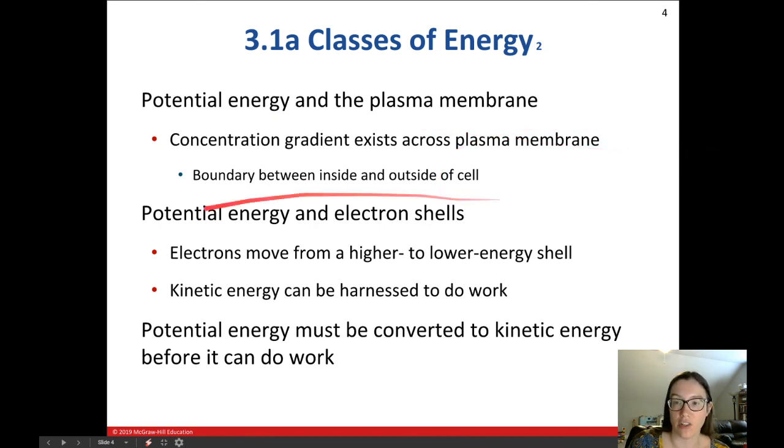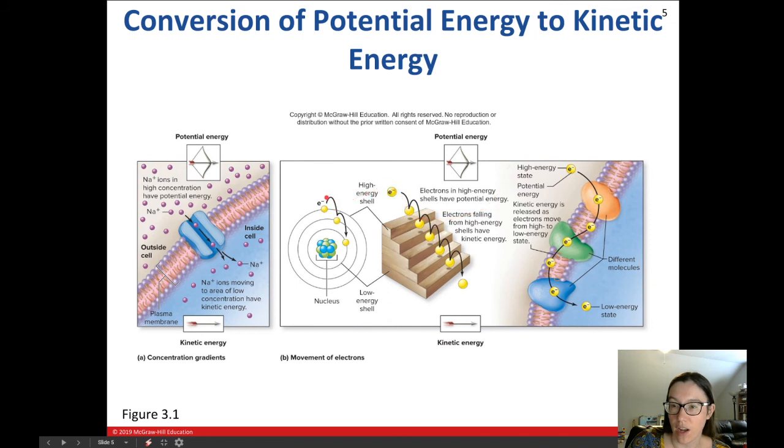We also have potential energy in our electron shells, and so electrons move from the higher to lower energy shell. Our higher energy shells are out here further away from the nucleus, and they want to get closer to the nucleus. So electrons in high energy shells that are further away have potential energy, and then electrons falling from those high shells have kinetic energy, and they're moving towards the nucleus. And we can see the electron is negative, right? And our protons in the nucleus are positive, so they're going to want to be close to there.